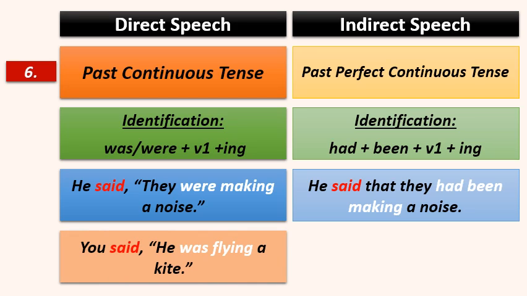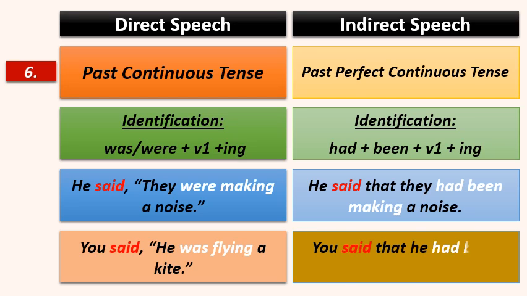You said, "He was playing a kite." So as you can see, reported speech is in past continuous tense, so according to the rule it will change into past perfect continuous tense in indirect speech. So the sentence will be, you said that he had been flying a kite.